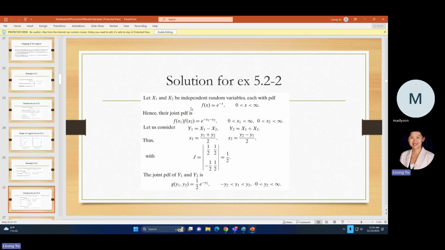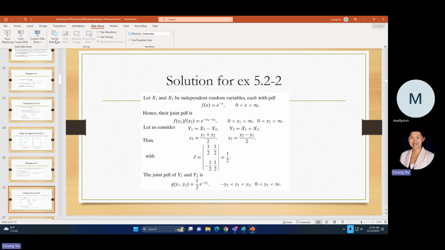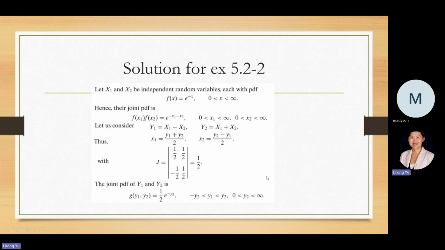Going back to the text, the y2 is positive. Okay. That's the support. Any questions? All right, so let's give us the joint density.